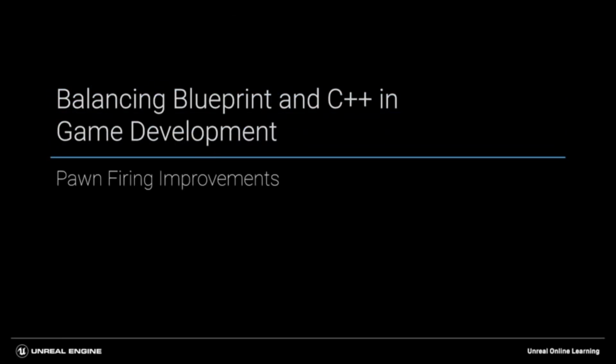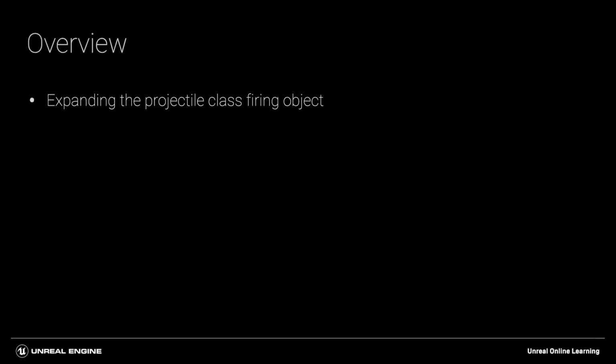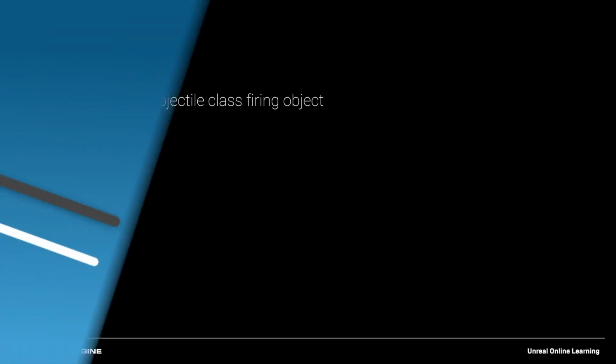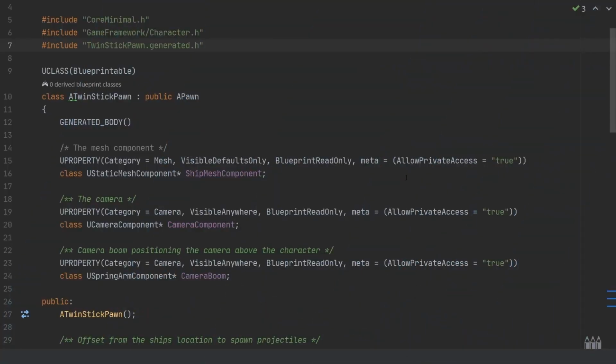In this module, we'll be extending the projectile class firing logic to be easily updated in the editor to allow us to choose the type of projectile that we want our current pawn to fire. So this will all be done from within our pawn class. And to begin, I'm just going to start in the header file.